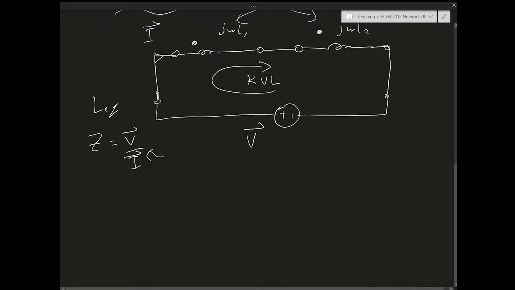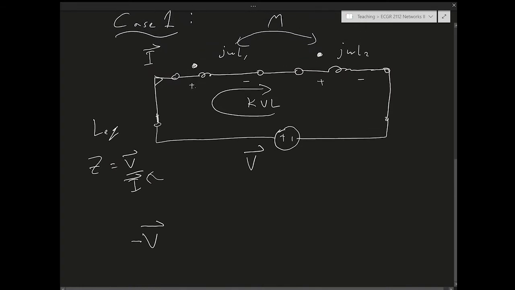So let's go through the loop. Going through the loop using KVL, I end up with minus V, going clockwise, and then the KVL voltages are this voltage drop and this voltage drop. Both of those voltage drops. So I want to calculate the first voltage drop. Again, there is a mutual term here. So the voltage drop here is going to have a self term and a mutual term.